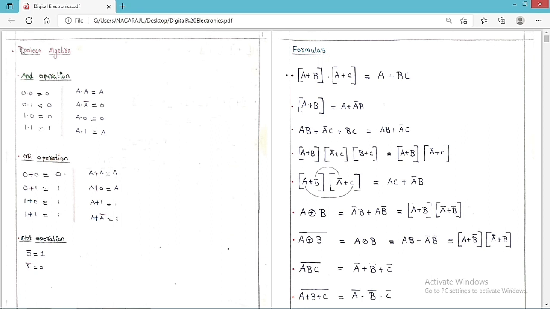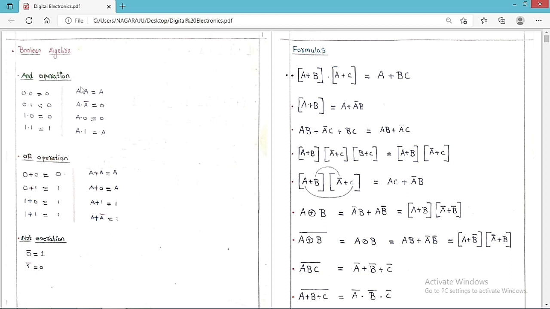So let's get started. The first concept that we are going to learn in digital electronics is always called Boolean algebra. Boolean algebra is the basic concept that we need to learn in digital electronics. So we will discuss Boolean algebra.